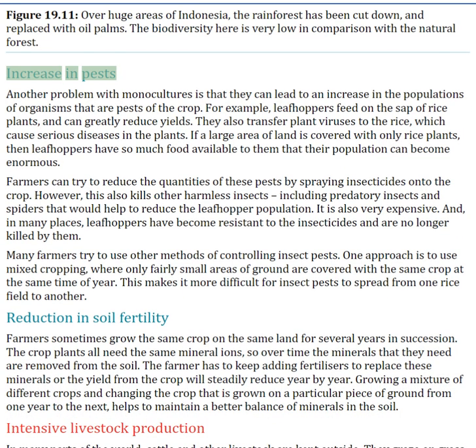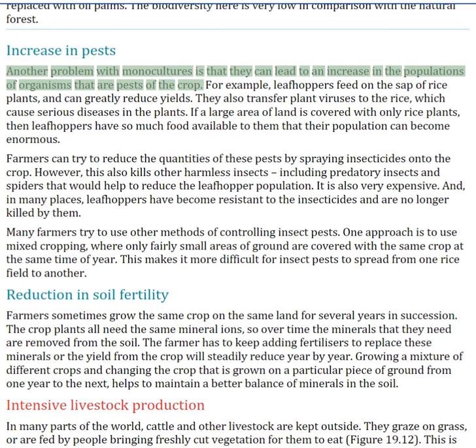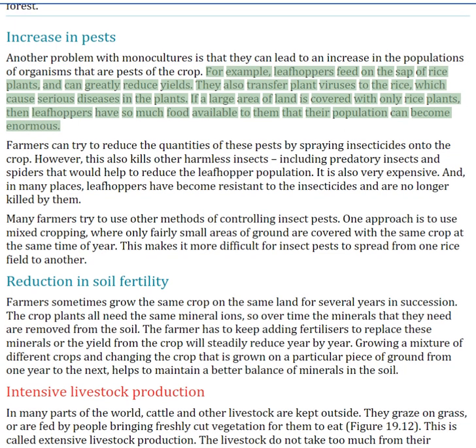Increase in pests. Another problem with monocultures is that they can lead to an increase in the populations of organisms that are pests of the crop. For example, leafhoppers feed on the sap of rice plants and can greatly reduce yields. They also transfer plant viruses to the rice, which cause serious diseases in the plants. If a large area of land is covered with only rice plants, then leafhoppers have so much food available to them that their population can become enormous.